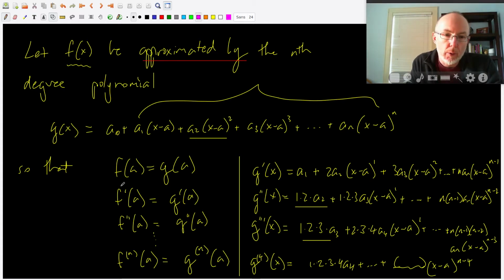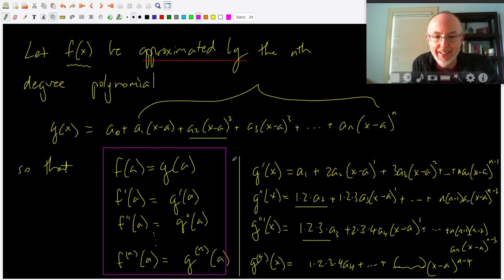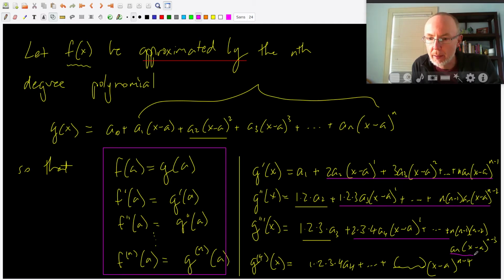What I want you to notice is our conditions here are all about the value of the two functions at x equals a. And when I plug x equals a in, every term is 0 except for the very first term. When I plug in x equals a, all of those terms off to the right are 0. So I'm left with that single number, or that single number, or that single number, or that single number.